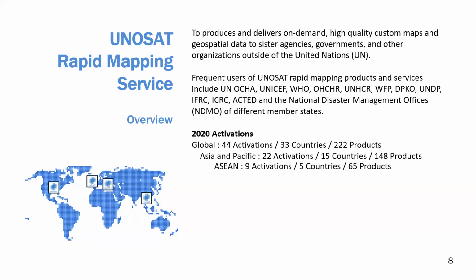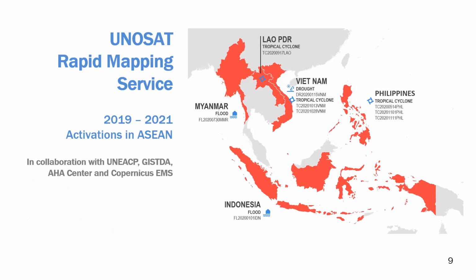This statistic shows that last year we were activated by UN agencies and other regional agencies to monitor disasters globally, about 44 activations across 33 countries. In the ASEAN region particularly, we were activated 9 times and produced about 65 products. Frequent users are mostly UN agencies, UN OCHA, UNICEF, WHO, and others, and also National Disaster Management Offices who made requests to us last year. Some examples in the ASEAN region are where we cooperate with UNESCAP, GISDA, and the AHA Centre.